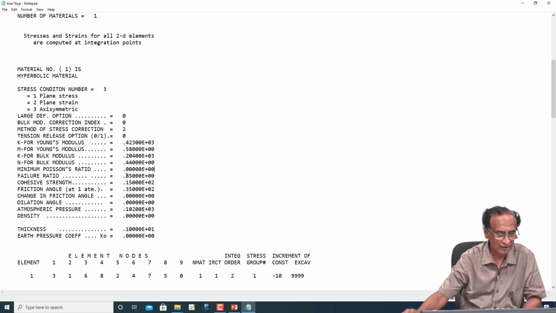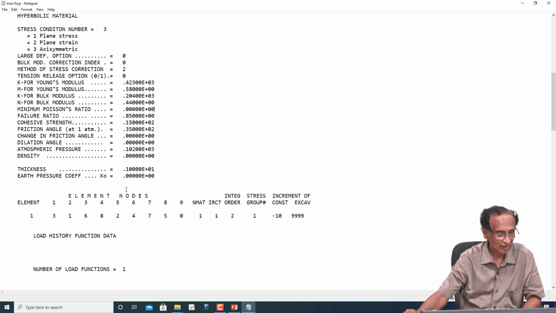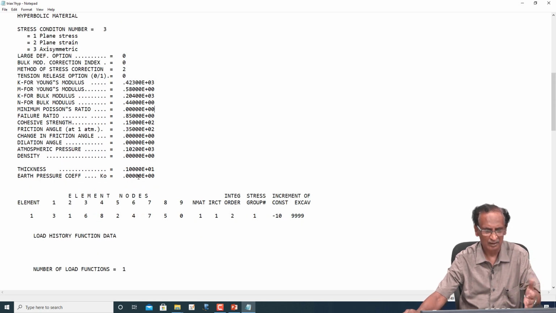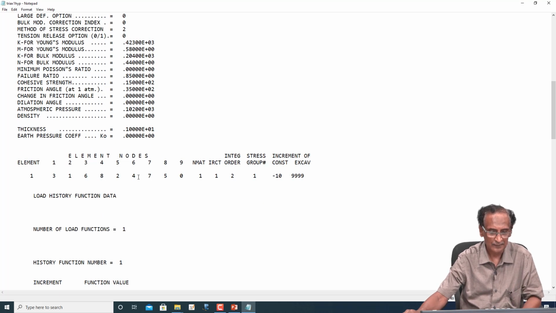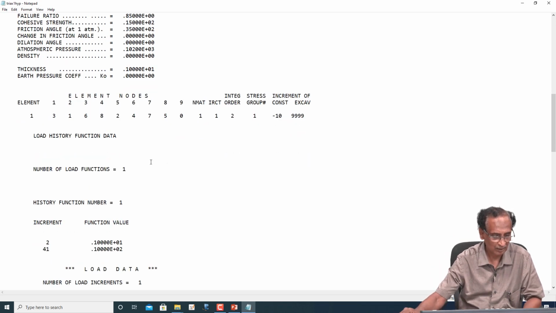And the failure ratio RF is 0.87, the cohesion is 15, and the friction angle at 1 atmospheric pressure is 35 degrees, and there is no change in the friction angle, it is given as 0. Dilation angle is 0, and the atmospheric pressure is 102, and then the earth pressure coefficient is 0, like it does not apply for this particular case. And we are using a 2-point integration. Integration order is 2, it is 2 in the xi direction and 2 in the eta direction. So, we have totally 4 integration points.